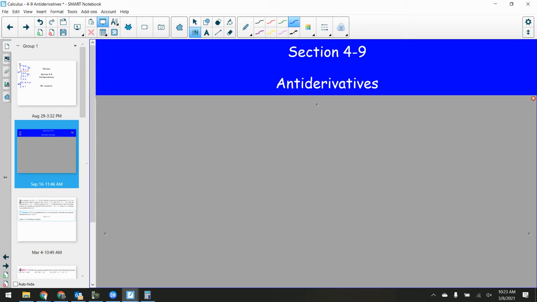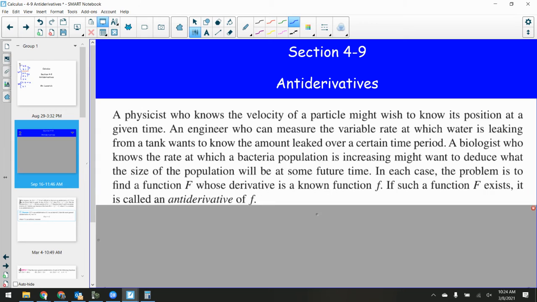The antiderivative is really the function. Integration is really finding the derivative along a certain integral. All right, so how does this apply?